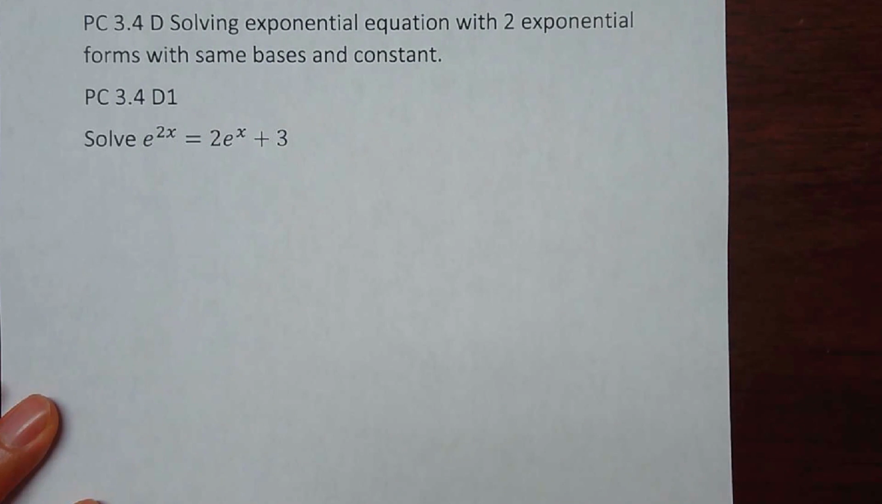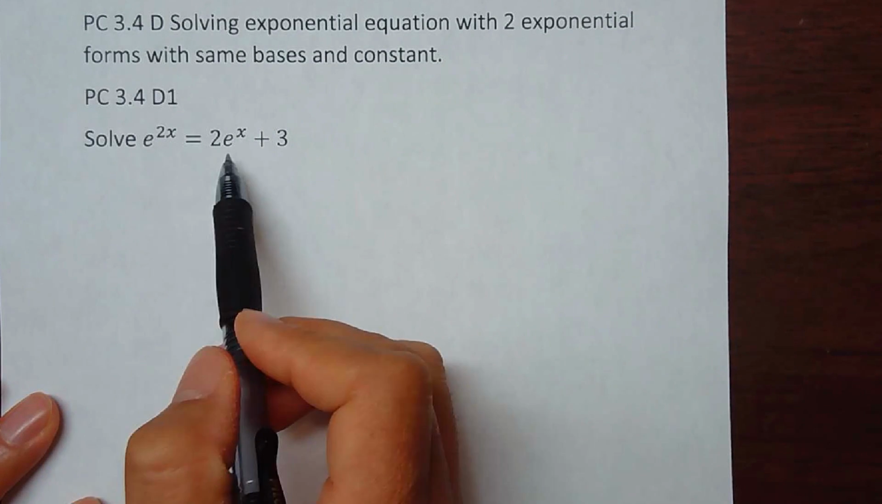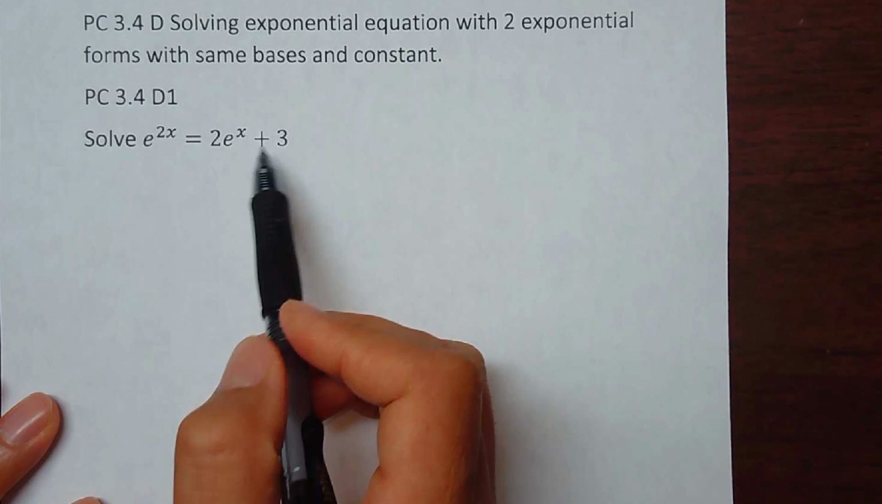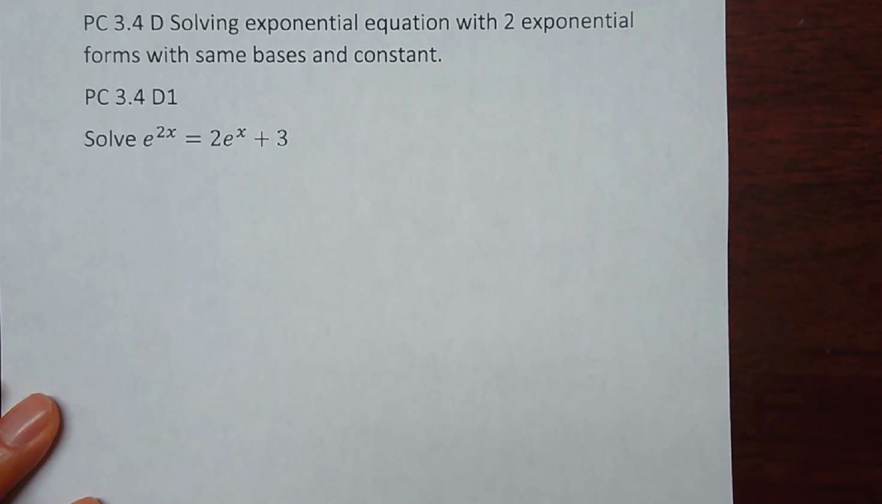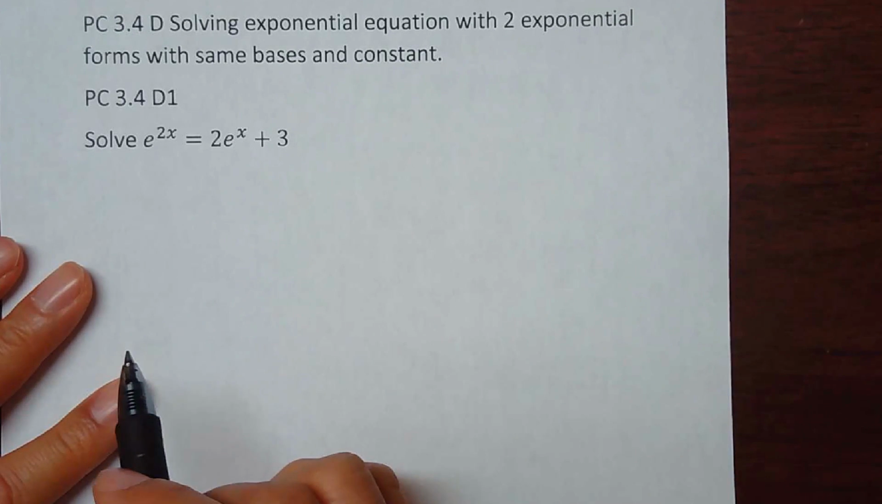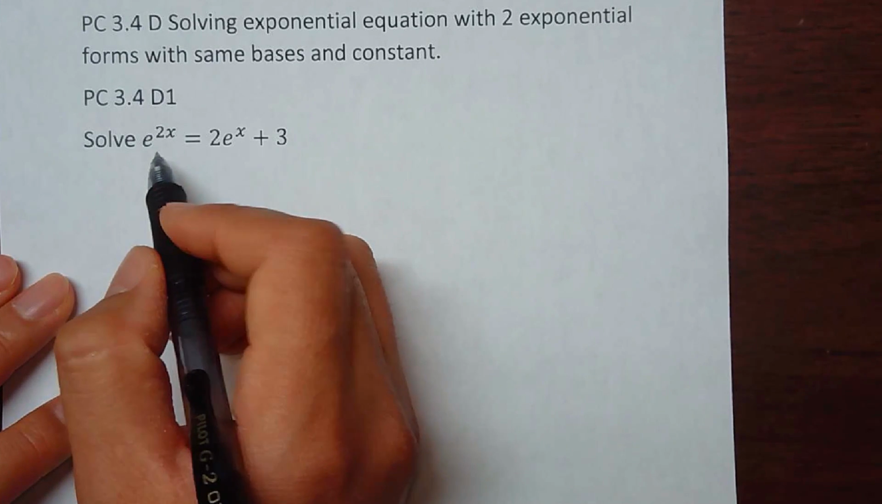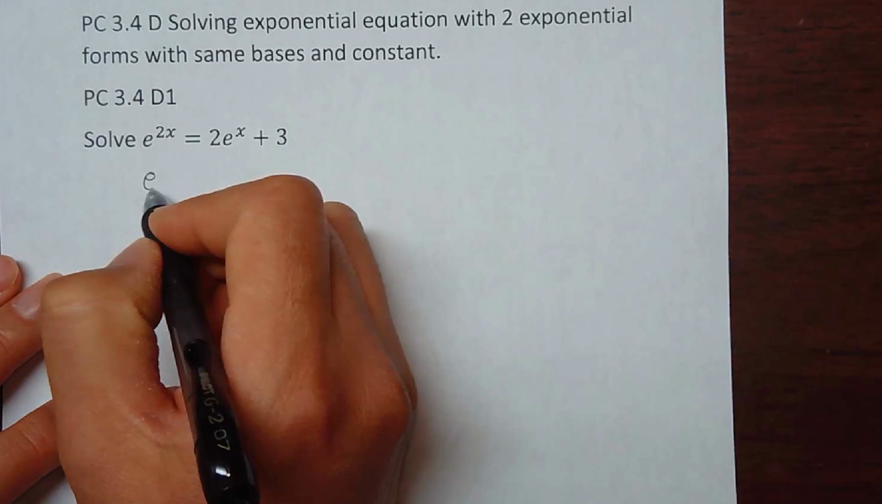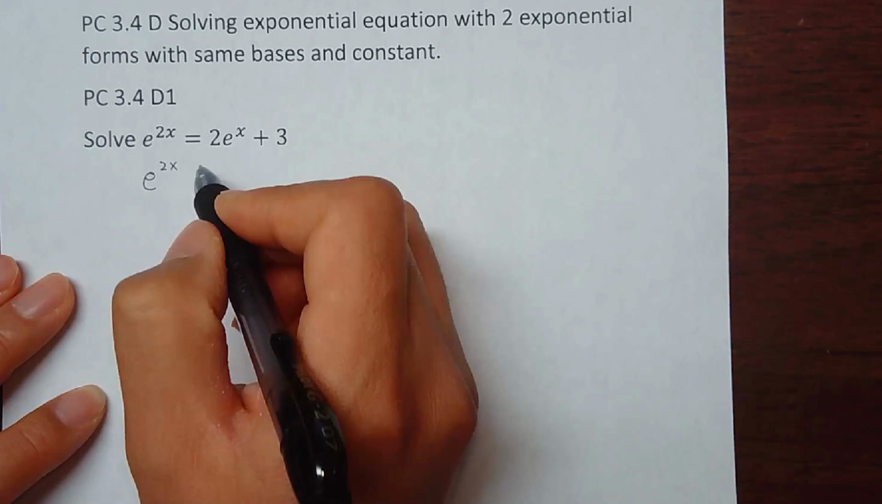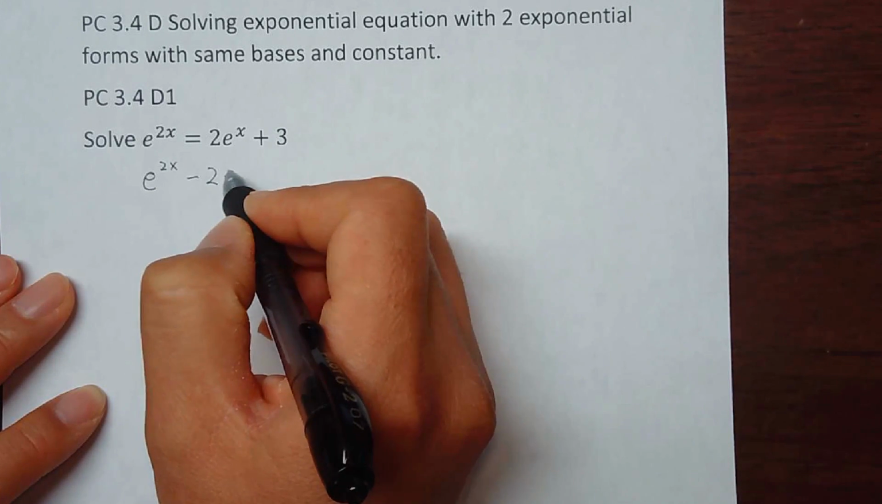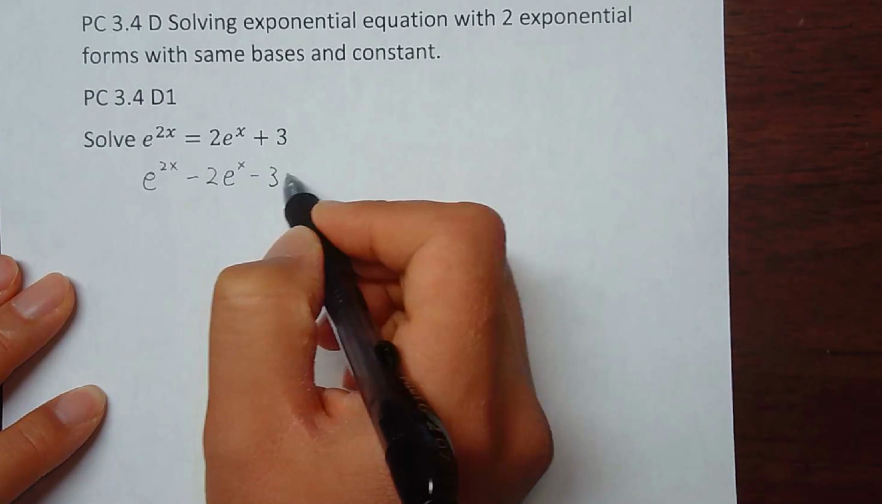Okay, so this one is solving an exponential equation with two exponential forms with the same base, but this one has a constant. So as you can see, exponential form, another exponential form, but we have a constant. So we move everything to one side. I'm going to move everything to the left hand side, so it will become e to the power of 2x minus 2 times e to the x power minus 3 equal to 0.